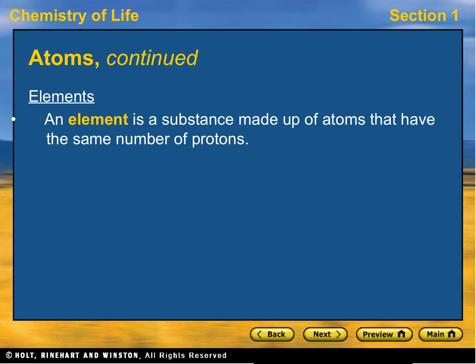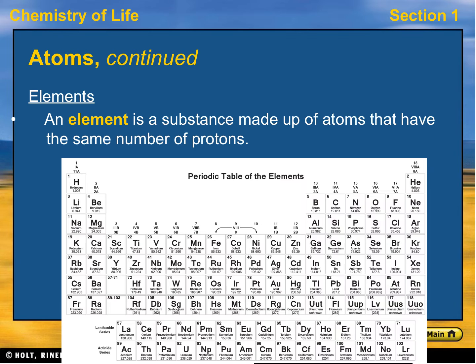Now from the atom, what we can do is start grouping atoms that have the same number of protons together, and we create what we call an element. So an element is a substance that is made up of atoms that have the same number of protons.